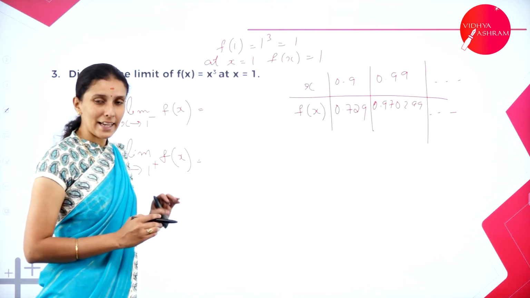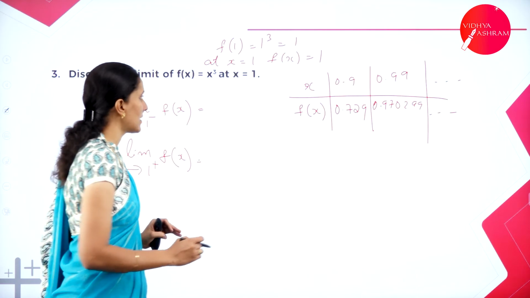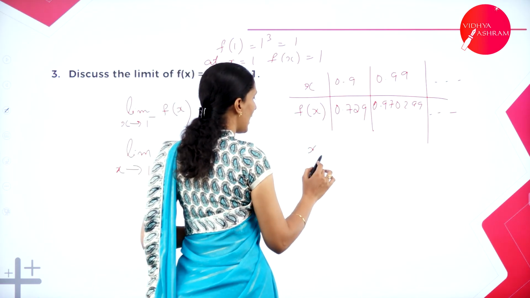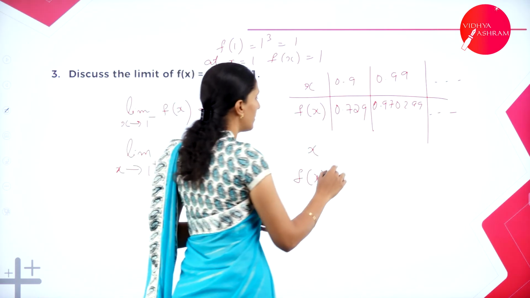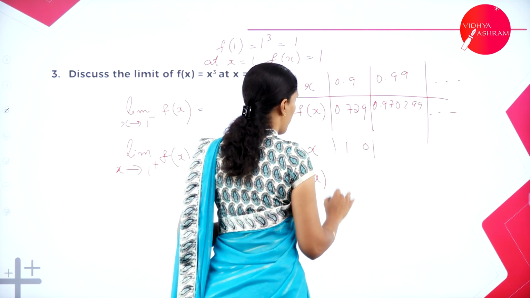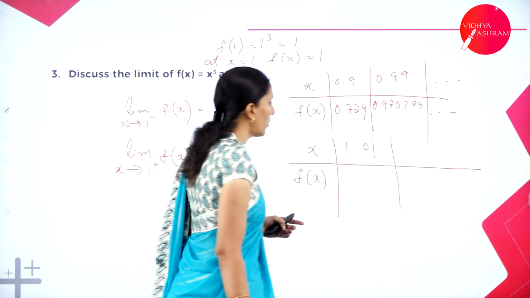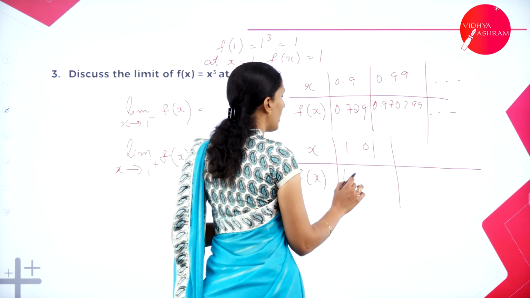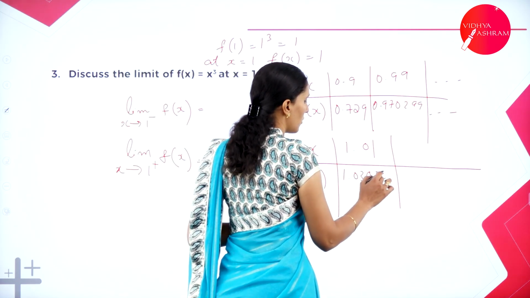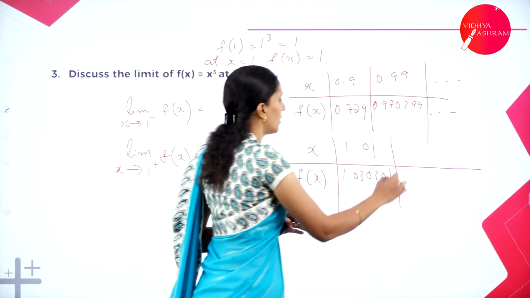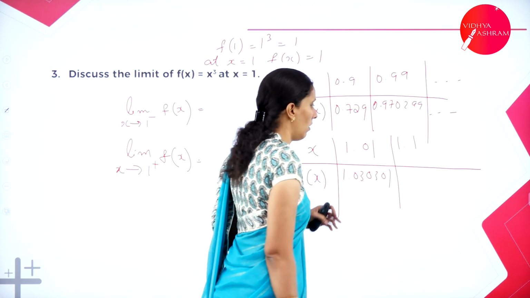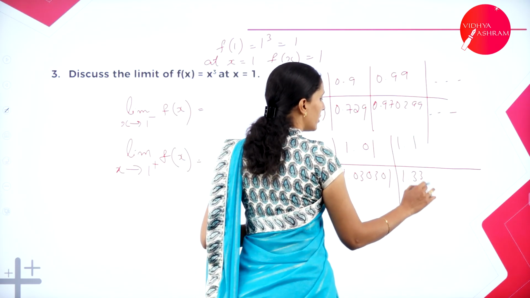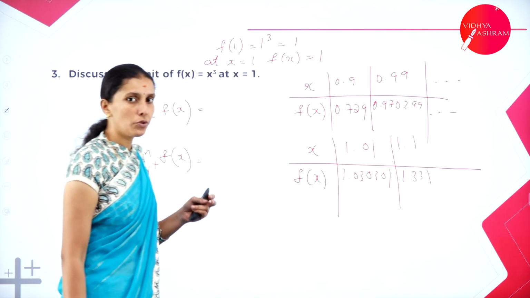So let me take points from the right hand side, that is after 1, x and f of x. Let me take 1.01. The value of 1.01 whole cube will be 1.030301. If I take 1.1, the value is 1.331, which is almost equal to 1.